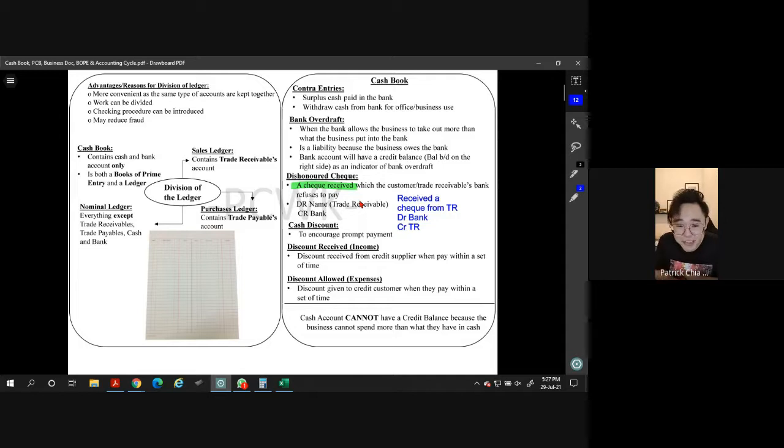How many types of discount do we have? When I say type of discount, there are two. What are the two types? Can you give me the name? Trade and cash, very good. Sometimes when I ask type of discount, people will tell me discount allowed and discount received. That is not a type of discount. Discount allowed and discount received are examples of cash discount, whereas trade discount and cash discount are the types of discount.